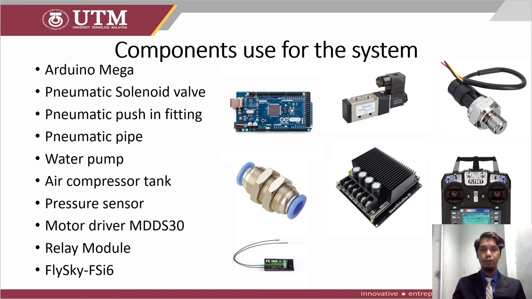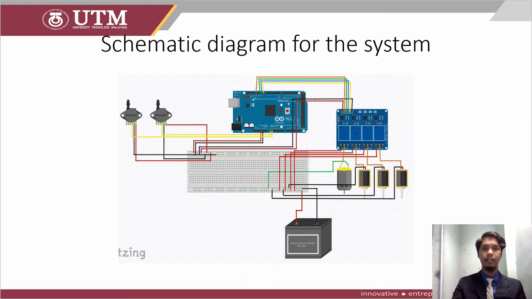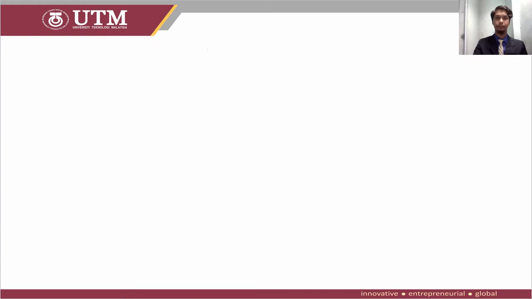For the remote control, I use a Flysky FS-i6 which has 6 input channels, of which only 3 channels are used to maneuver the fish tank and 1 channel to trigger the sink system. And this is the schematic diagram for the system.